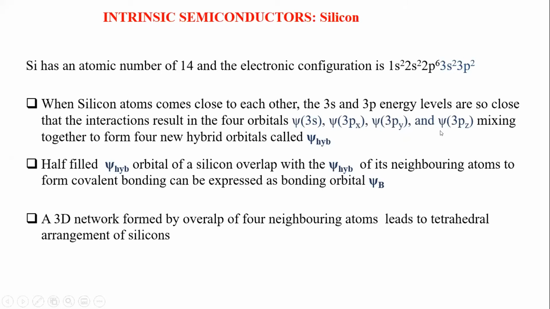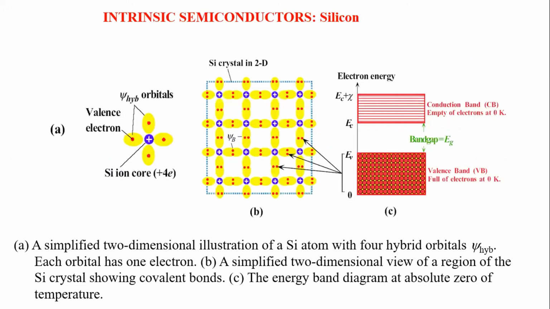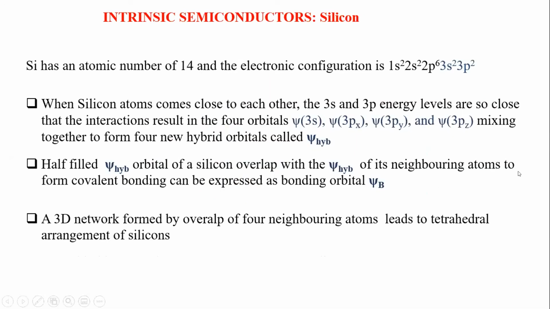So what's special in this? If you see here, when you bring two silicon atoms close, like I told before, say one silicon atom is here, and when you bring another silicon atom nearby, we all know there will be covalent bonding taking place between them.